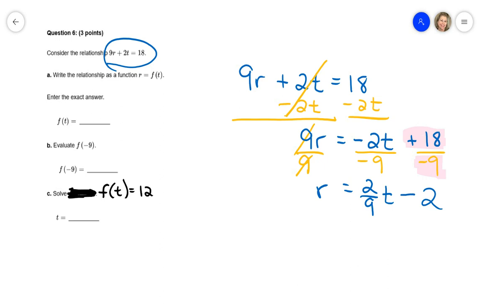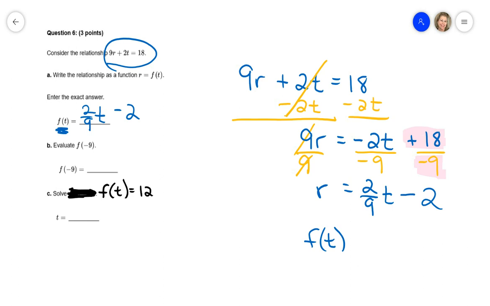So instead of saying r equals 2/9 t minus 2, they're going to say f of t, because r is a function of t. So that's why over here you've got f of t equals, and then I would simply type in 2/9 t minus 2. And that's that answer.